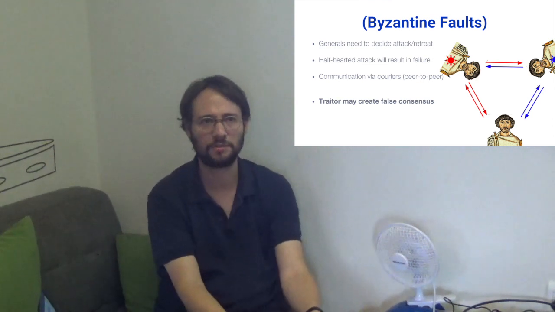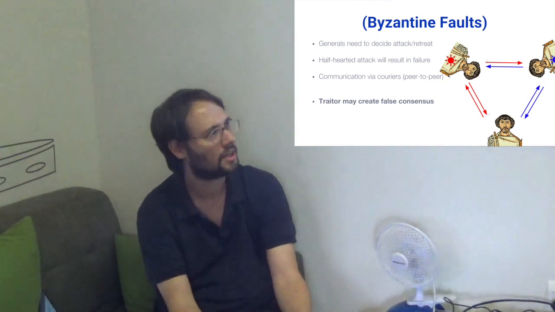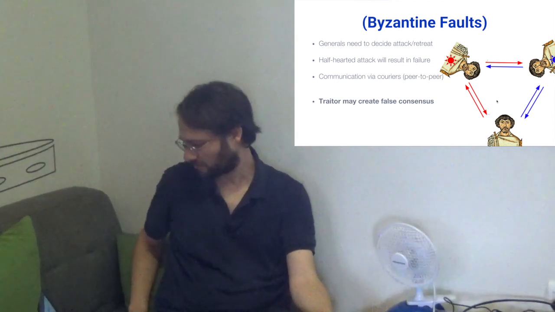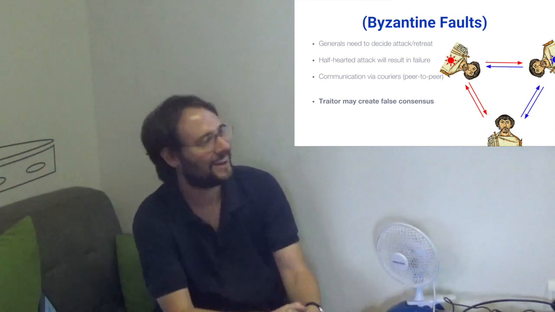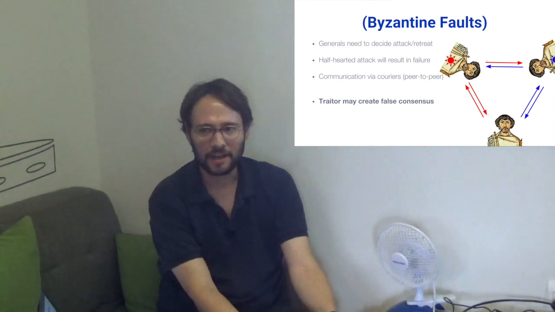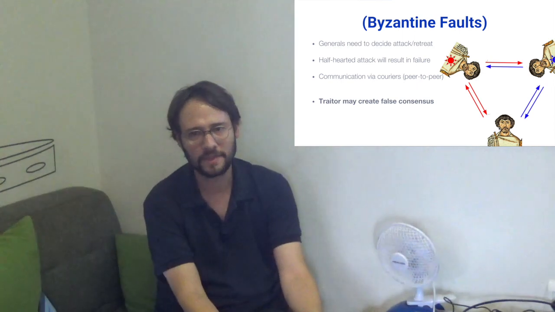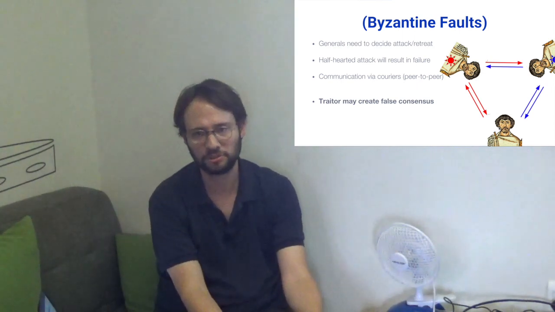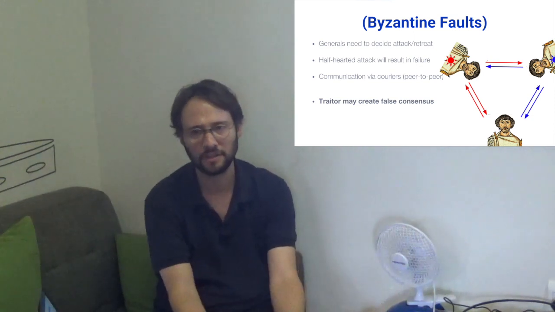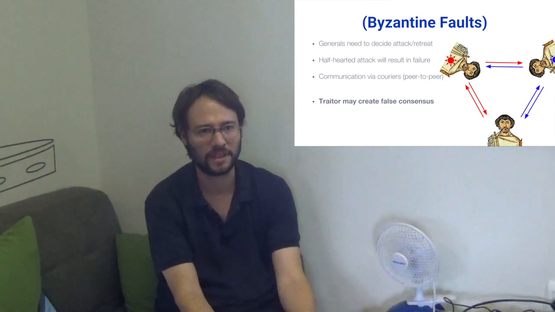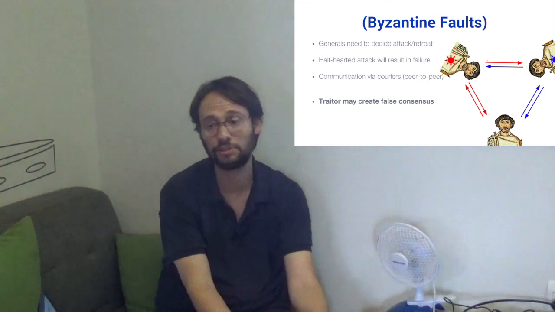I'll give as an example a very limited example of 3 generals. One of them is a traitor. So this guy is a traitor. And they're on a siege around some city, and they need to decide whether to attack or to retreat. Now they have no chance of surviving if only 2 of them attack. So they need to attack all 3 together or retreat all 3 together.